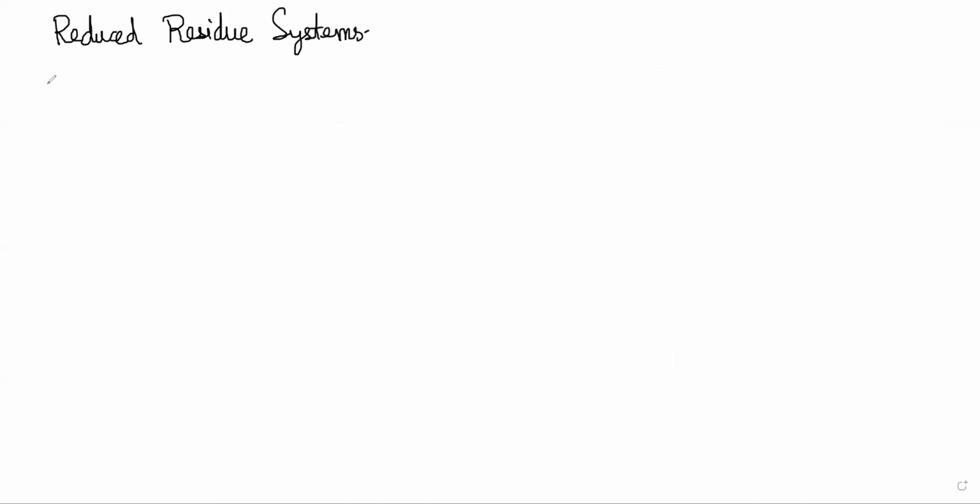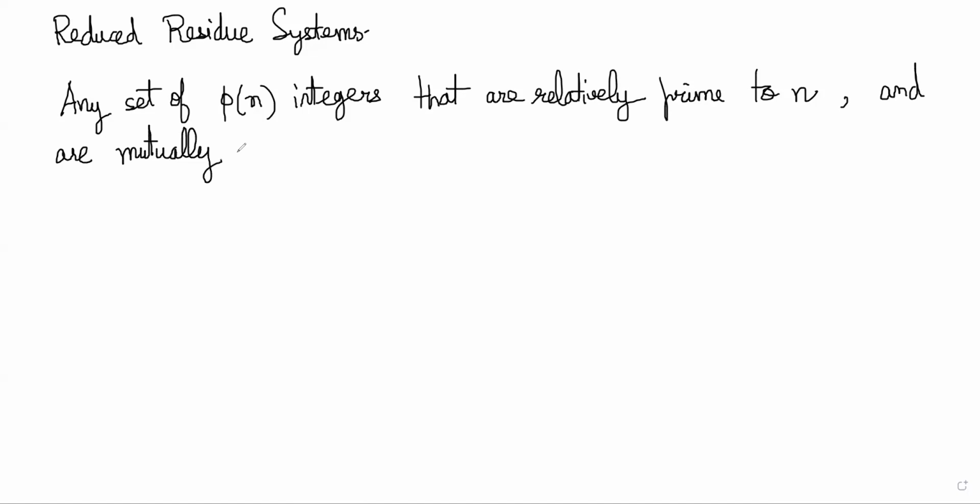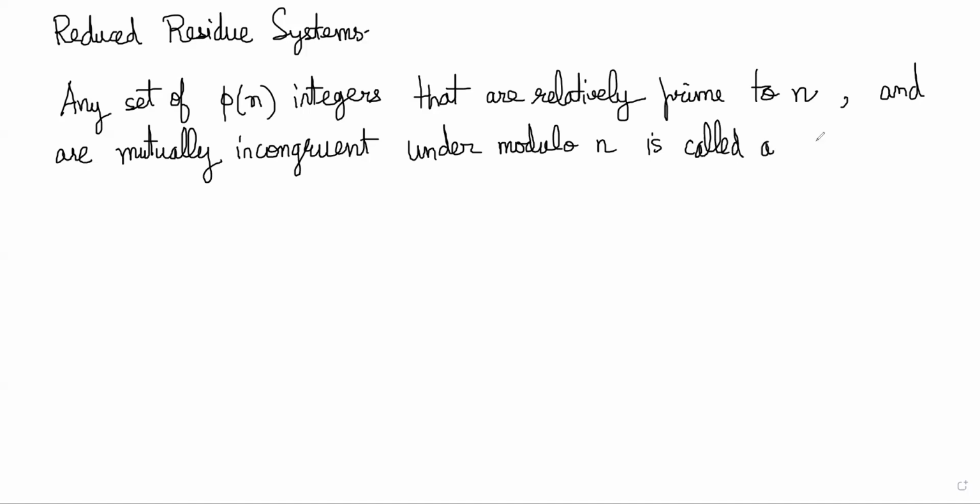What are these? So any set of phi n integers that are relatively prime to n and are mutually incongruent under modulo n is called a reduced residue system mod n.